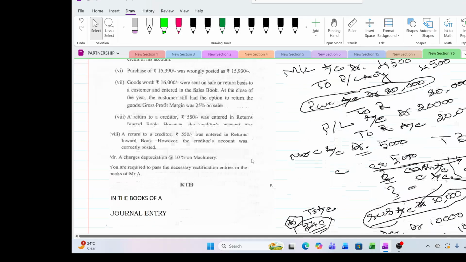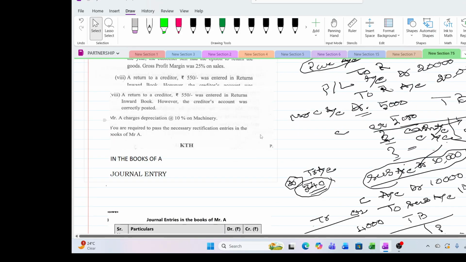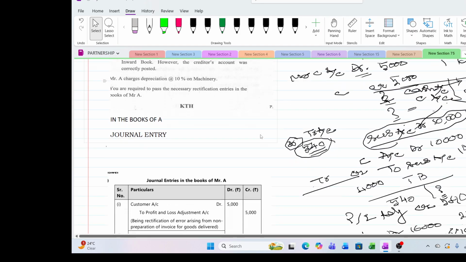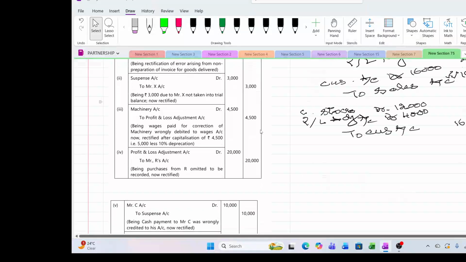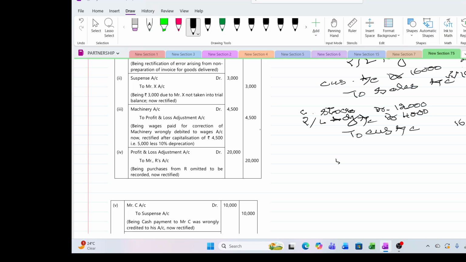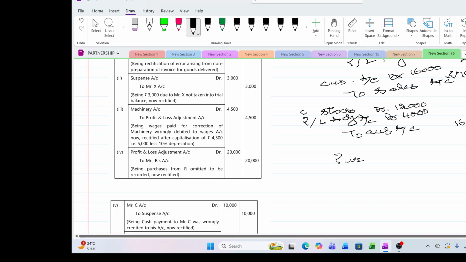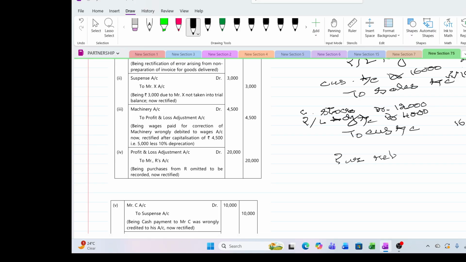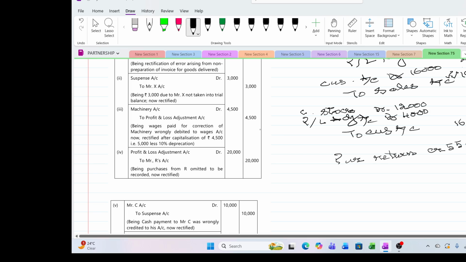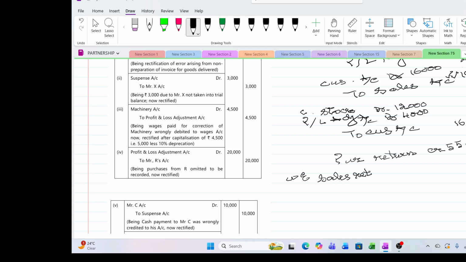Next entry is a return to a creditor. That is a purchase return entered in the return inward book. See, purchase return. The nature is you have to credit it with 550. But it was wrongly entered as sales return debit with 550. What happened to your trial balance?